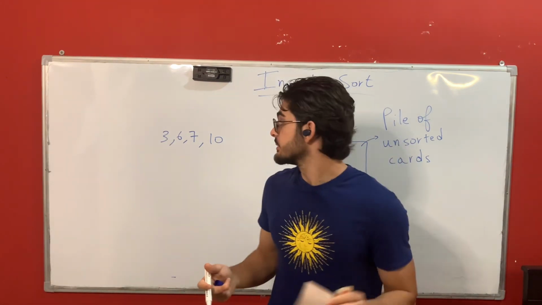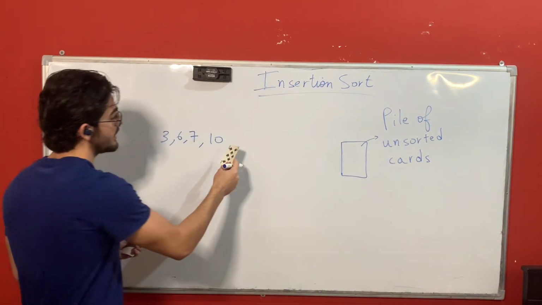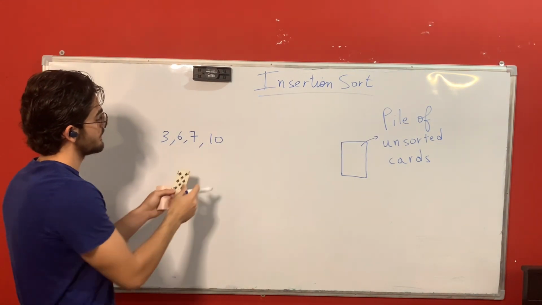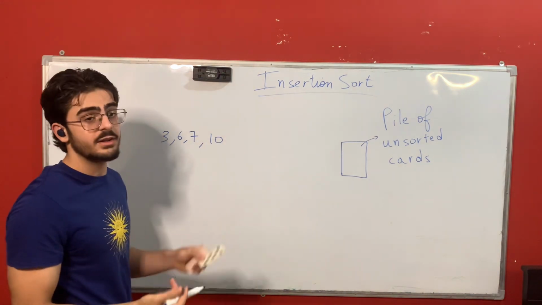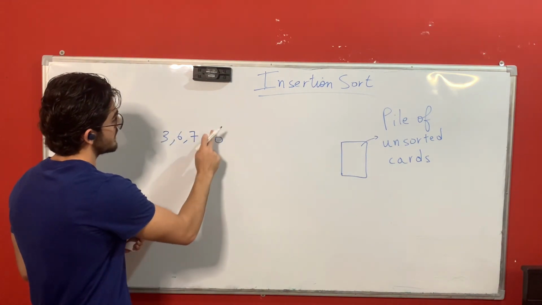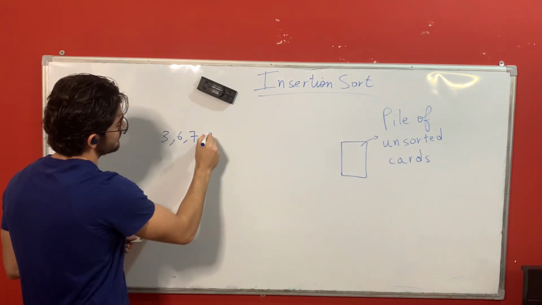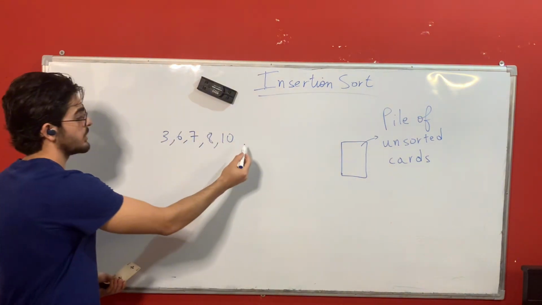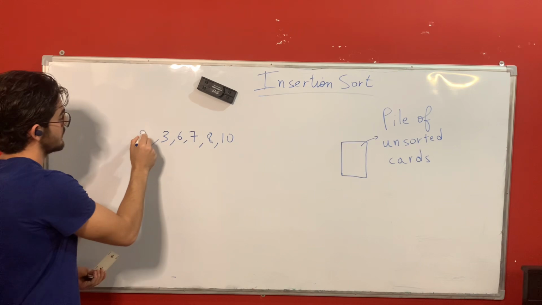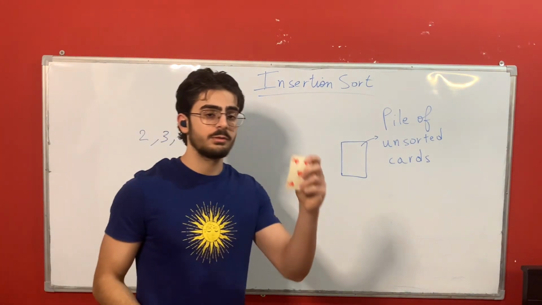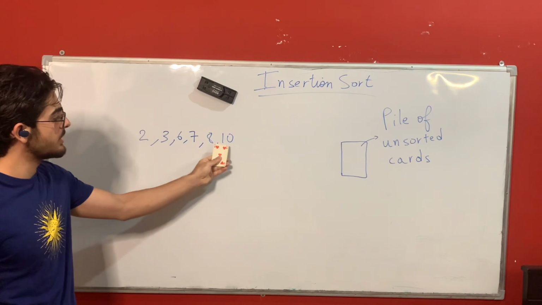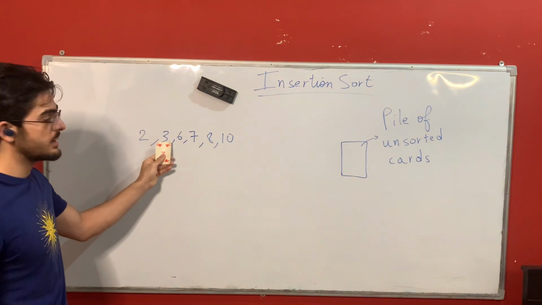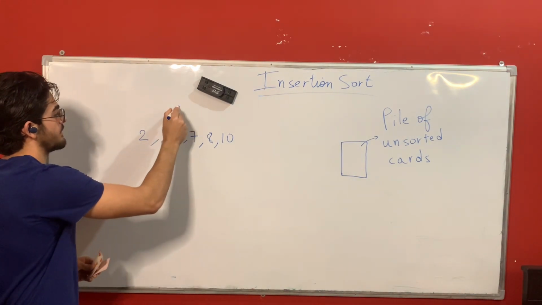Now we have 8. So we compare 8 with 10. 8 is smaller than 10. So we move here. 7 with 8, 8 is greater than 7. So 8 must reside here. We have 2. We keep the same process. And finally 5. We compare 5 with 10, smaller. 5 with 8, 5 with 7, 5 with 6, 5 with 3, it's greater, so it should reside here.